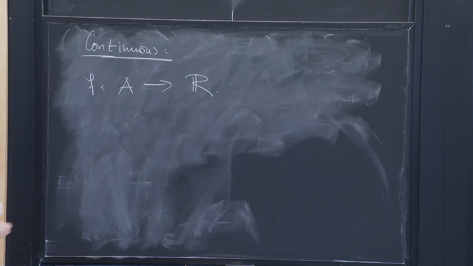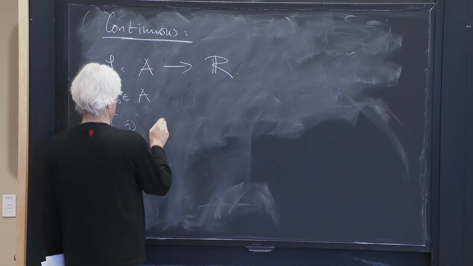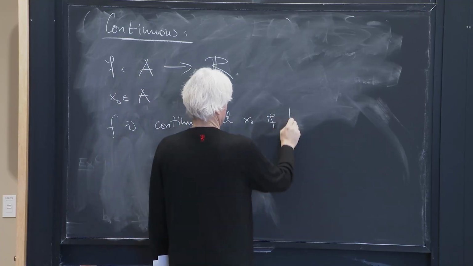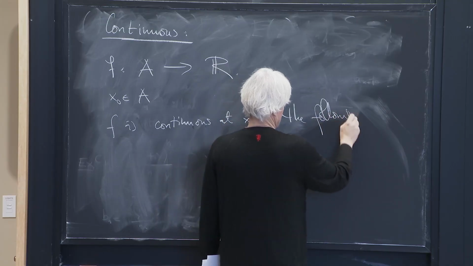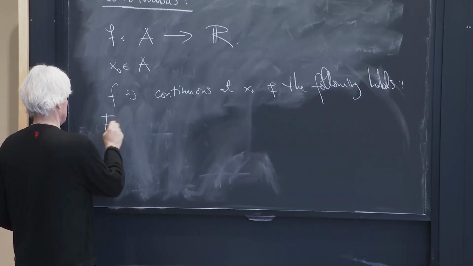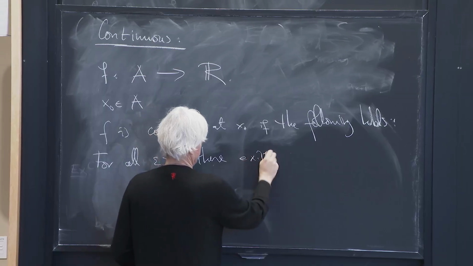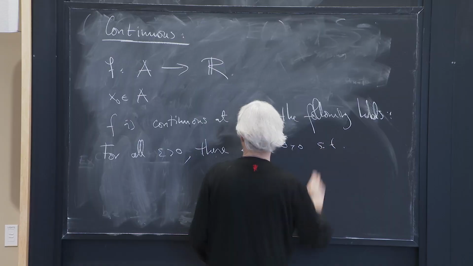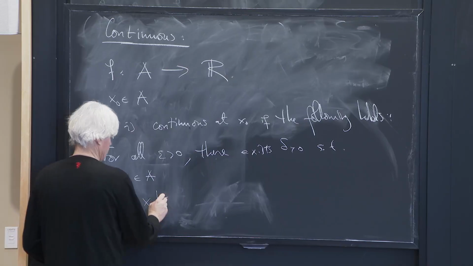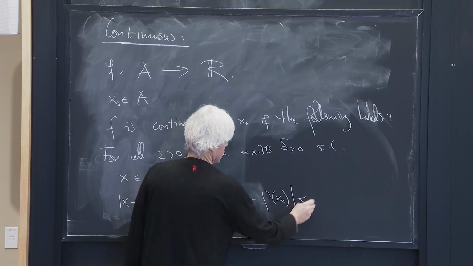And then we have some point x0 in the domain, and we say that f is continuous at x0 if the following holds: for all epsilon greater than 0, there exists delta greater than 0 such that if x is in the domain and |x minus x0| is less than delta, then the images deviate at most by epsilon.